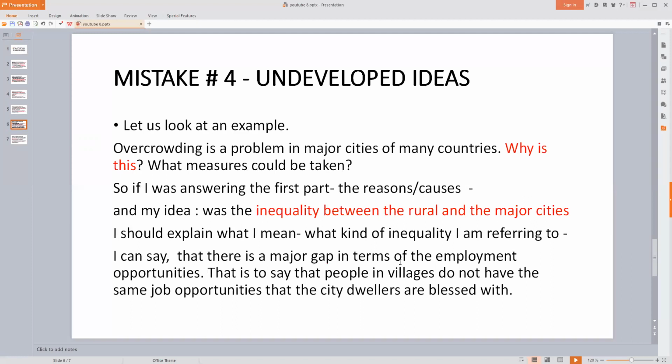Okay, now next what I'm going to do, I'm going to connect my main idea to the question that was being asked. Okay, so this was my idea that there is an inequality. But how is this inequality in terms of employment opportunities leading to the overcrowding of the cities? Because remember, that is my question. My question is, overcrowding is a major problem in major cities of many countries. So I need to link my idea back to the question that is being asked. So how is all this leading to overcrowding?